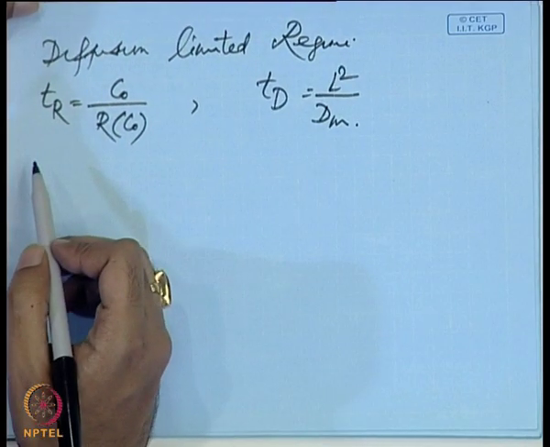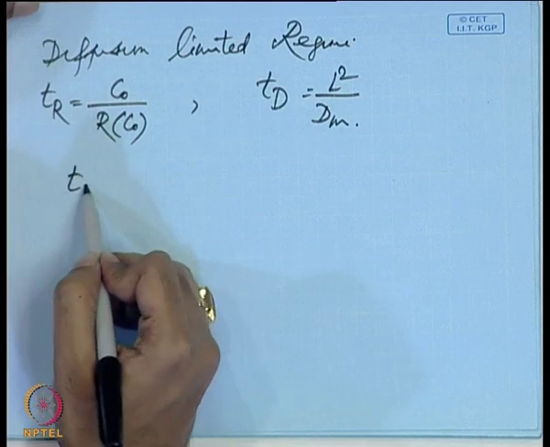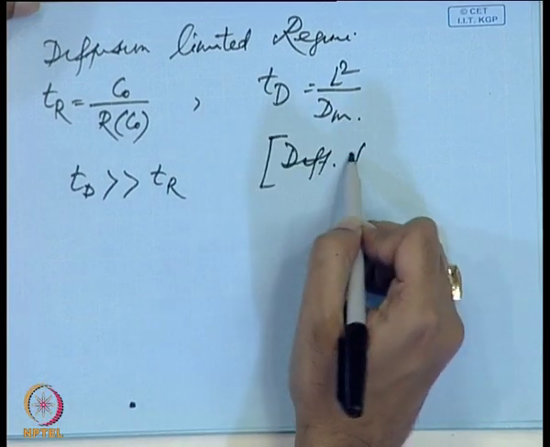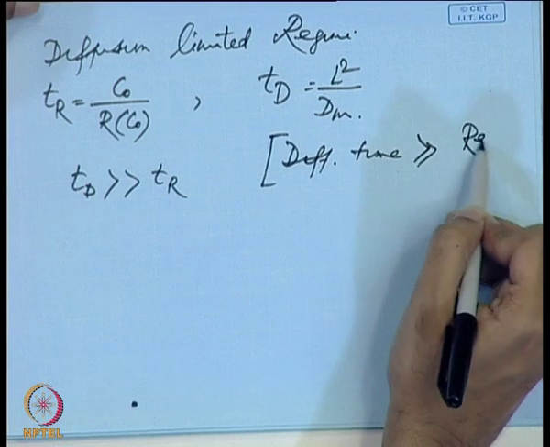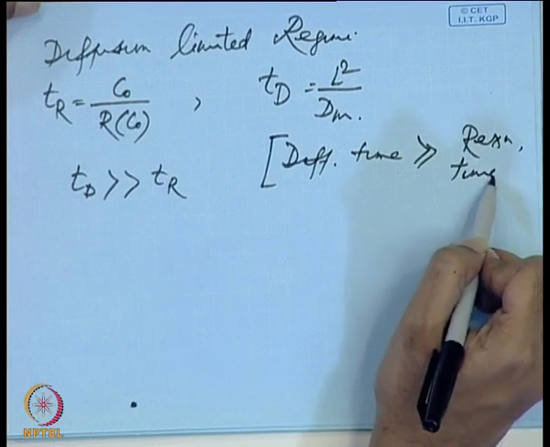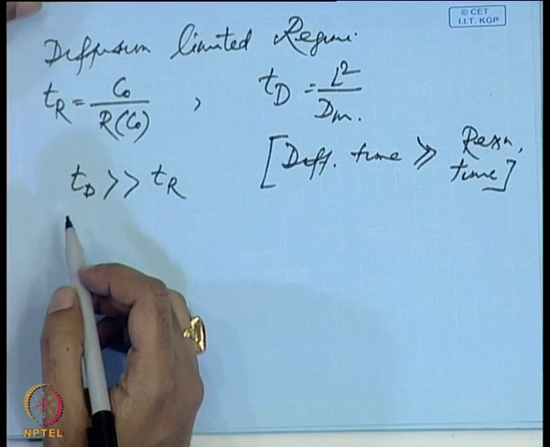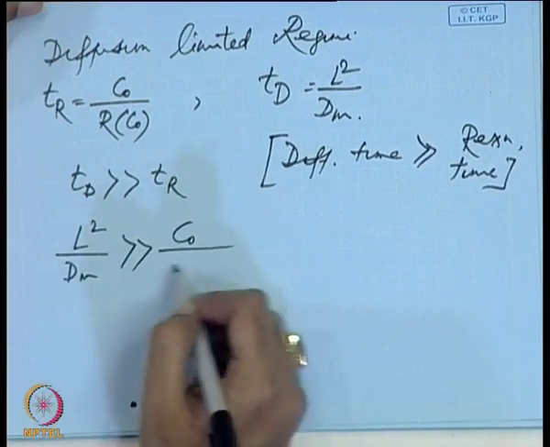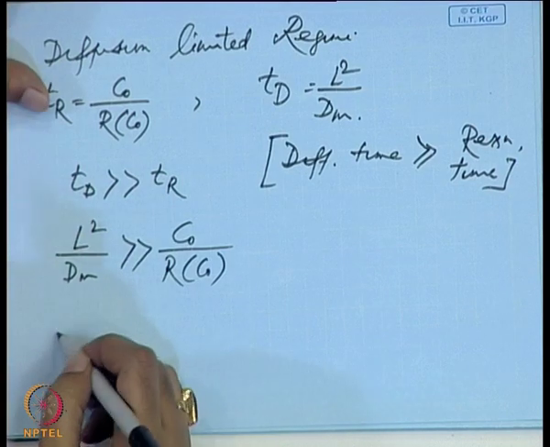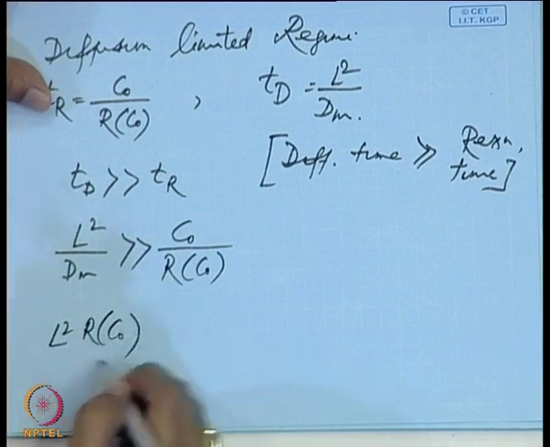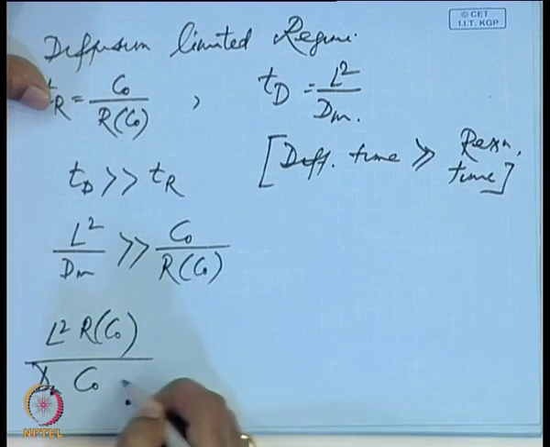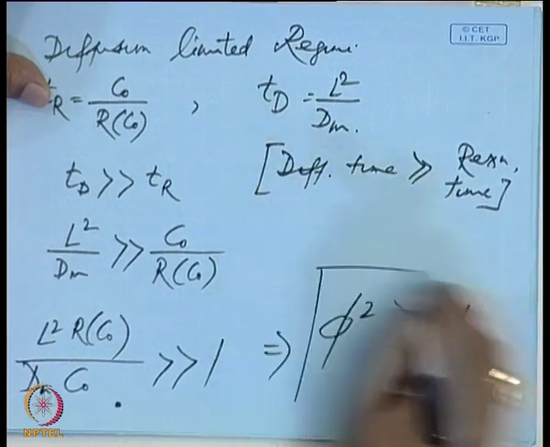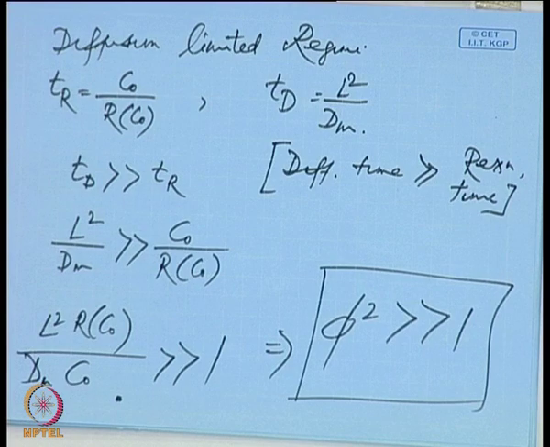In the diffusion limited regime, what means diffusion is limiting, right, which means that T d is much greater than T r, or diffusion time is much greater than reaction time. Fine. So, diffusion time is much greater than reaction time. So, L square over d m is much greater than C naught over R C naught, or L square R C naught over d m C naught is much greater than 1, which implies phi square is much greater than 1. Okay.